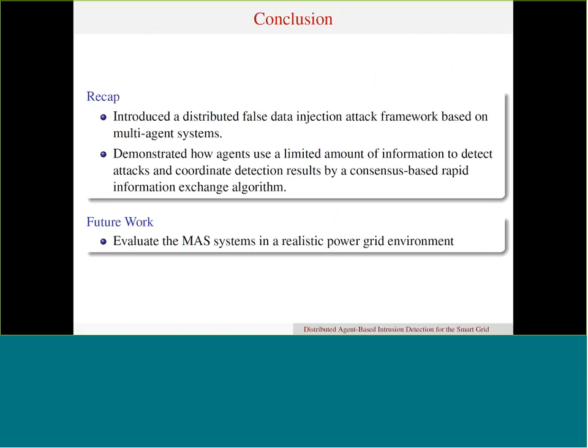Now, just to recap, we've introduced a distributed false data injection attack framework based on multi-agent systems, and we've demonstrated how agents use a limited amount of information to detect attacks and coordinate their results using a consensus-based information exchange algorithm. For future work, we want to evaluate this in a realistic power grid environment, because we used MatPower for simulation. MatPower is really just data sets, but we want to do this using real-time data that we don't have much control over. So that's it. Any questions?